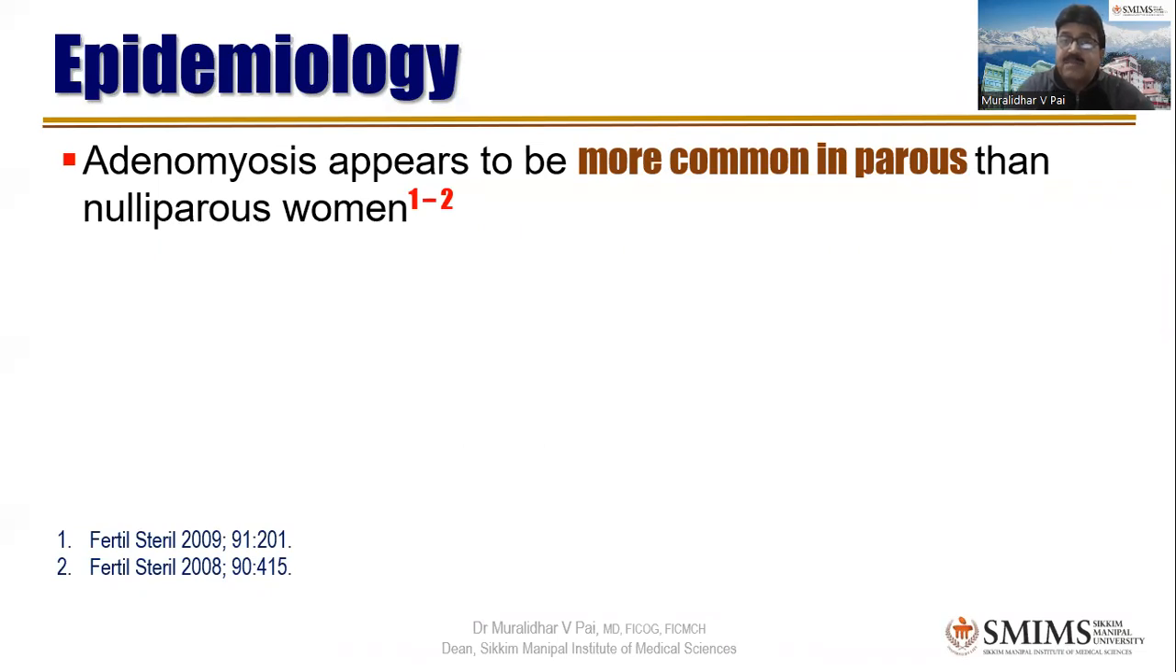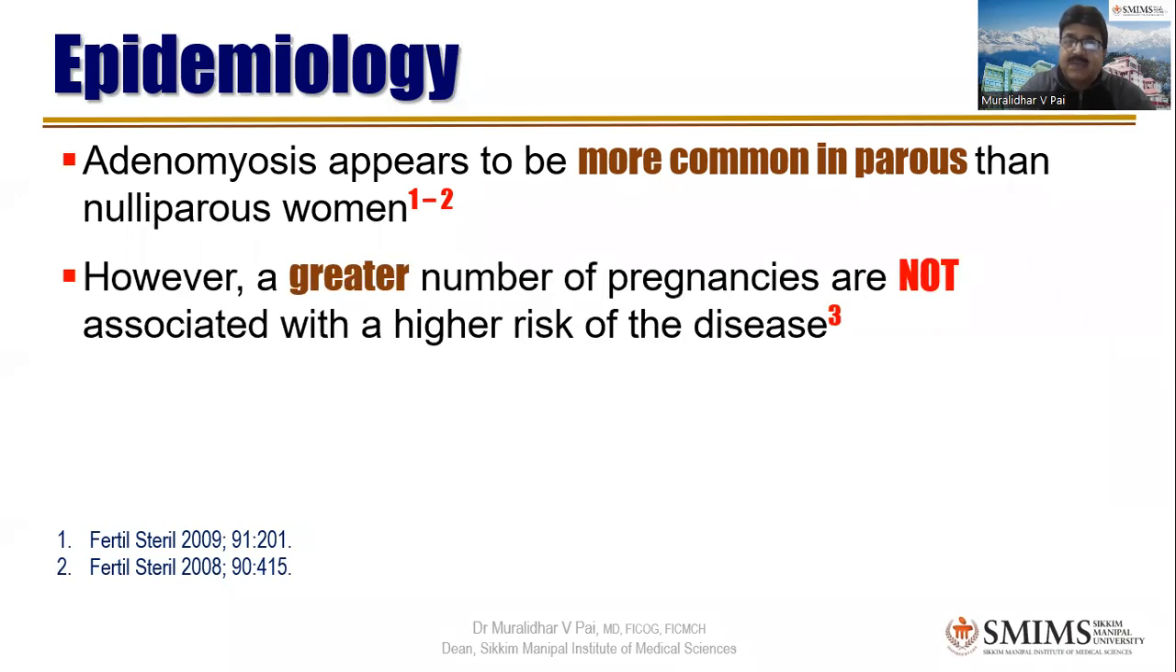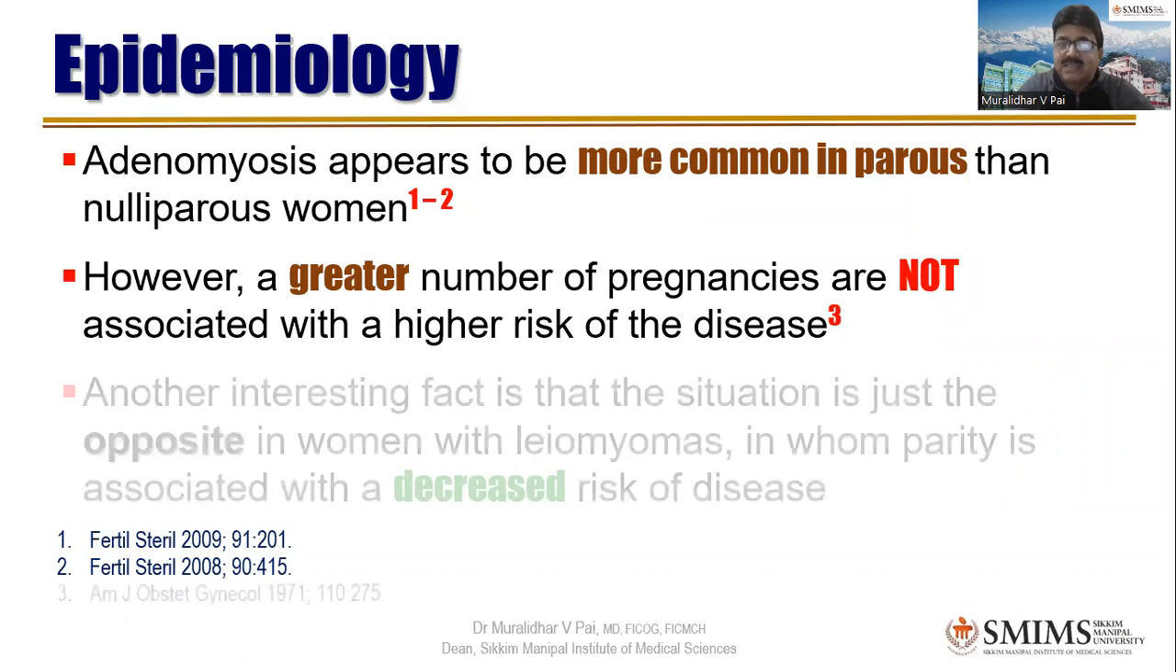Adenomyosis appears to be more common in parous than early parous women. This was obviously the thought during my PG days, as well as later when I was junior staff. But we now know that a greater number of pregnancies is not associated with a higher risk of disease, right? So that doesn't mean that you have to have a parous lady. You can actually have a young lady without any pregnancy and still there can be adenomyosis. Or the other way around, just because you have had 2-3 kids doesn't mean that you cannot have adenomyosis, or that you should have adenomyosis. So adenomyosis is sort of independent of parity. That's what these two sentences say.